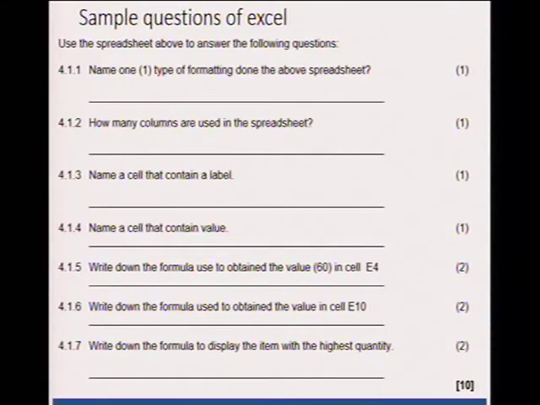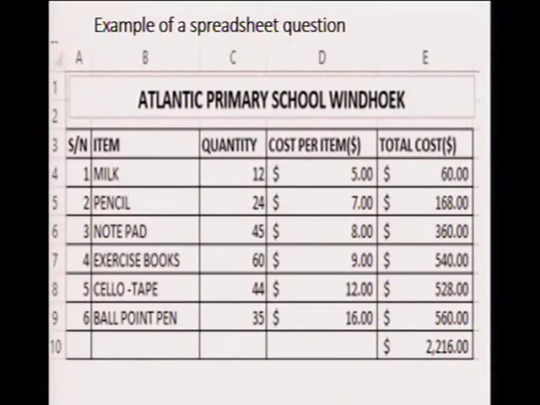Let's say, for example, you are given this in an examination. It is Microsoft Excel with this table. Then the question comes like this: Name one type of formatting done on the above spreadsheet. How will you answer it?